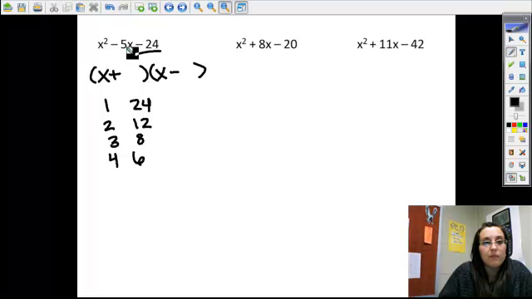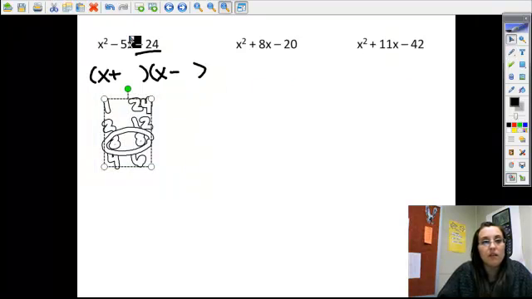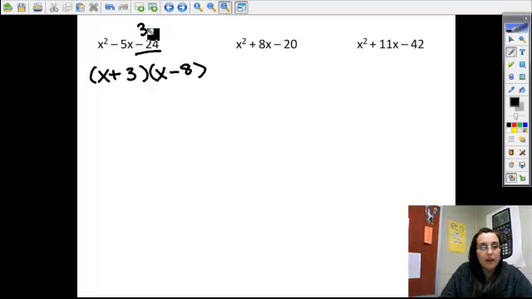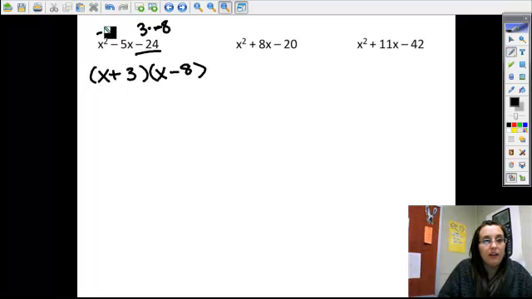I have to think of the difference between these numbers and try to get them to equal 5. So I'm going to think of 1 and 24, no. 2 and 12, no, that'd be 10. 3 and 8, no. 3 minus, oh, yep, 3 and 8. Okay, so 3 and 8 would give me a difference of 5. So I know 3 and 8 have to be my terms. Here's why. If I do a positive 3 times a negative 8, I'm going to get negative 24. If I do a negative 8 plus a positive 3, I'm going to get negative 5. They have to multiply to be the last term and add to be the middle term.